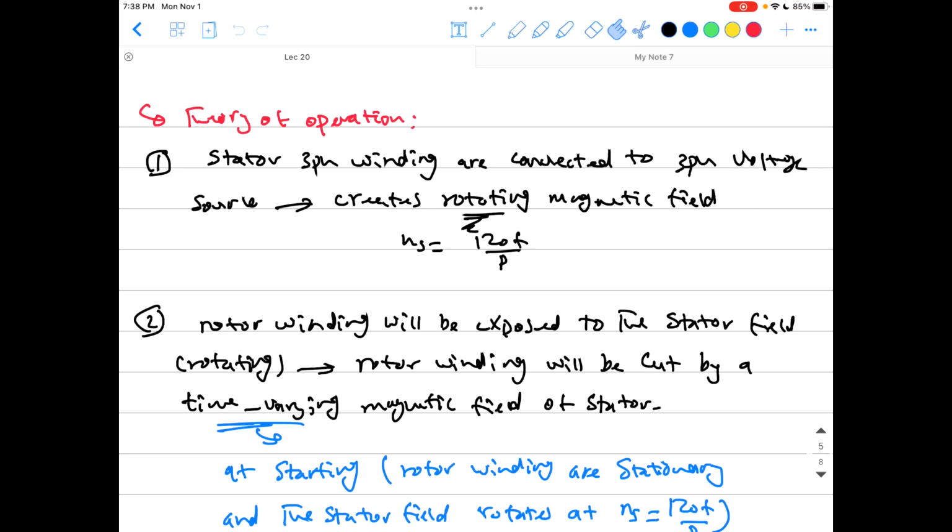So first of all, your stator three-phase windings are connected to a three-phase voltage source, and that will force electric current to move into the winding and create a magnetic field. Like we said before, because the three-phase voltages are balanced and applied to a three-phase balanced winding, it will create a rotating magnetic field. You have magnetic poles, north and south poles, rotating around the circumference of the stator at the synchronous speed. We just derived how this happens in a whole lecture. You can refer back to it. So you have a magnetic field coming from the stator, and that's rotating.